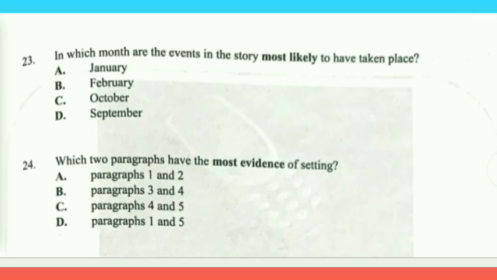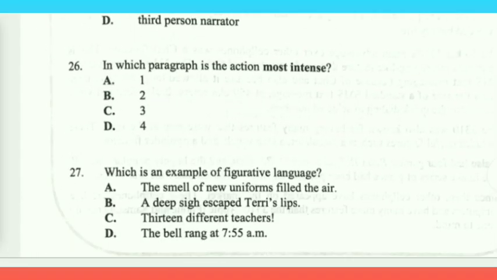Alright, let's look at the responses. It says paragraphs 1 and 2, and I think so too. A. Let's move on to 25.